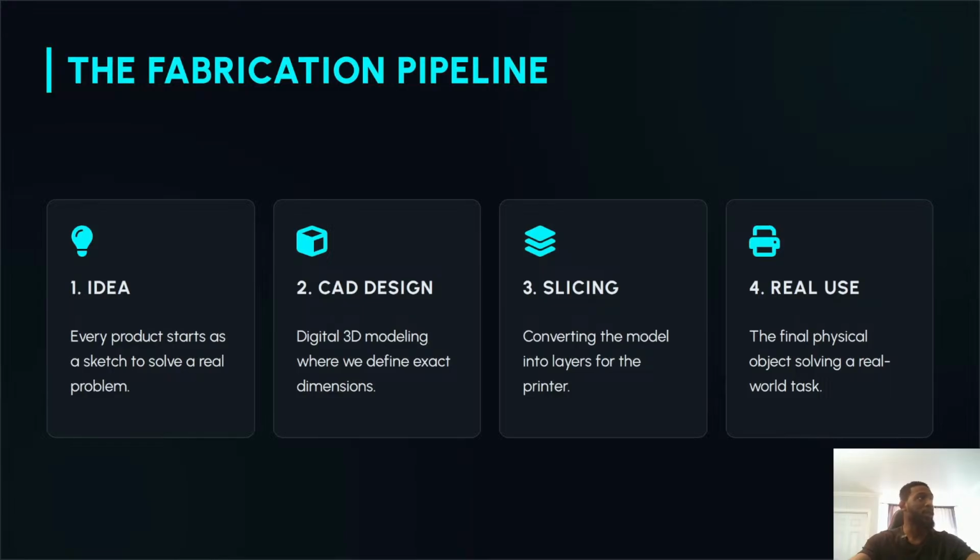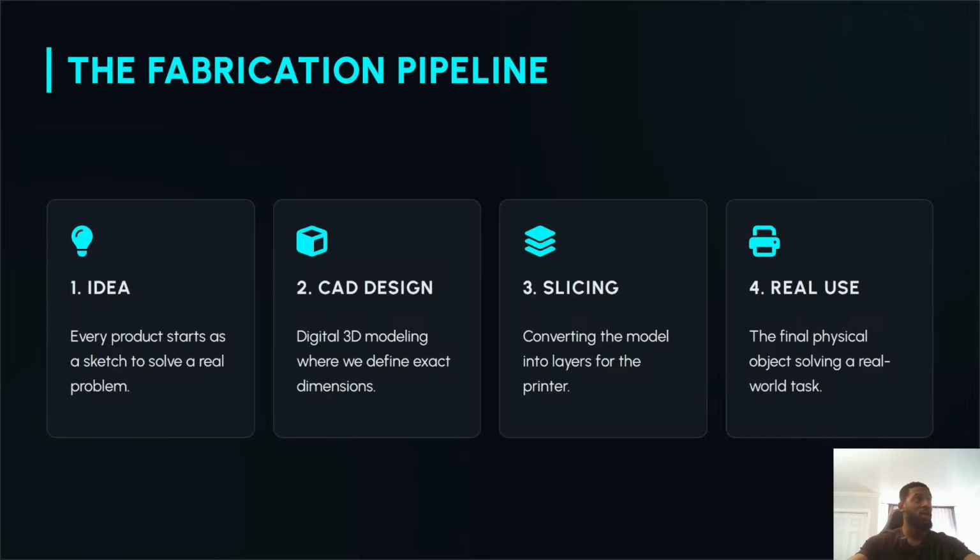So the fabrication pipeline, what it simply means is that everything has to go through some form of process. You don't just go from step one all the way to step five. So you must follow each step sequentially and ensure that you do not miss any one. So the first one is an idea. Every product starts as a sketch to solve a real problem, and that's basically it.